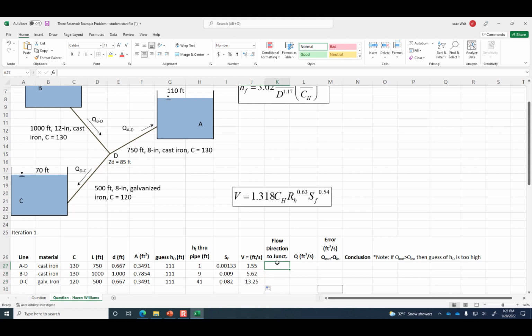Okay, now this is where I say the in or the out, the flow direction. So right now, AD is out of the junction. BD is into the junction. And DC is out of the junction. Okay, the flow rates will be the velocity of flow multiplied by the cross-sectional area. So V times A is Q. We find the flow rate for all of them.